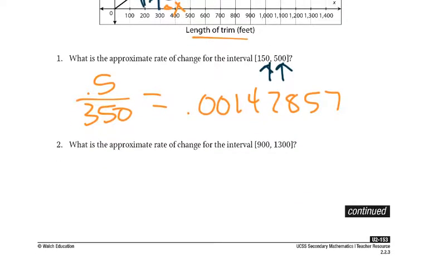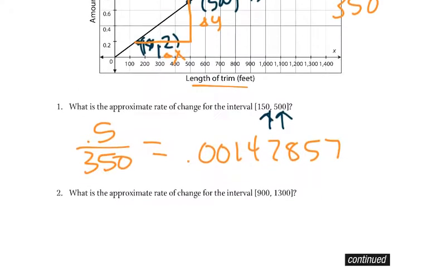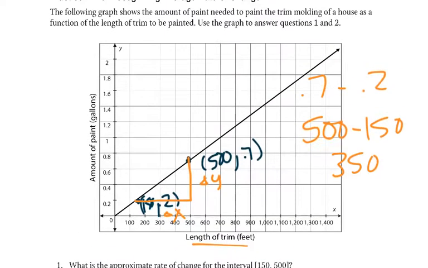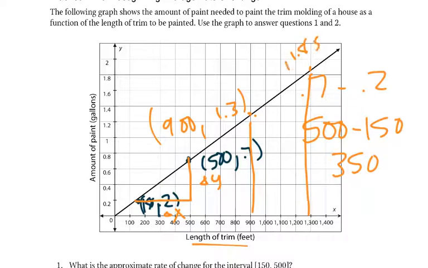So number 2 then wants the approximate rate of change from 900 to 1300. So from 900 would be right here. We could estimate that at about 1.3, so 900, comma 1.3. Then to 1300 would be up here. That one's not quite 1.9, maybe 1.85. So it would be 1300, 1.85.